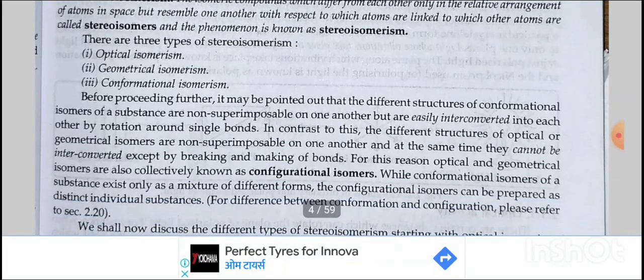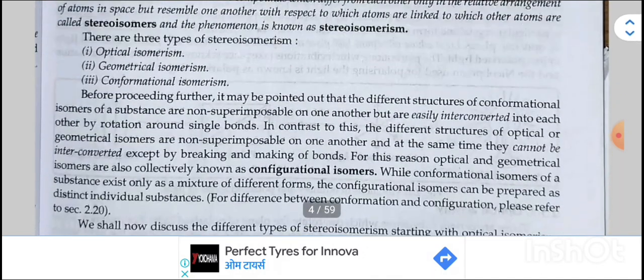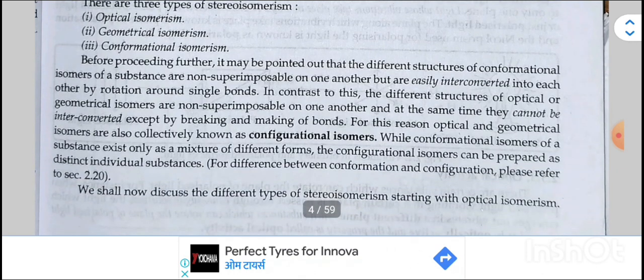Before proceeding further, it may be pointed out that the different structures of conformational isomerism of a substance are not superimposable on one another but are easily interconverted into each other by rotating around a single bond. In contrast, the different structures of optical or geometrical isomerism are non-superimposable on one another and at the same time they cannot be interconverted except by breaking and making of bonds.